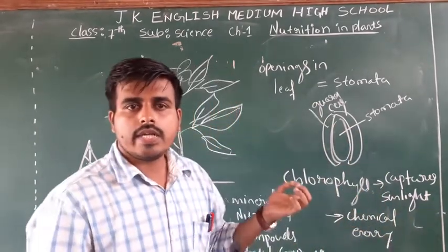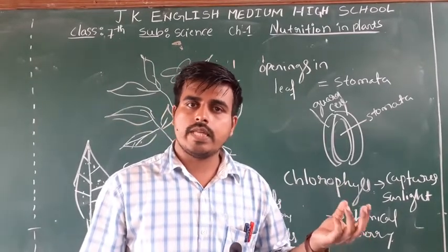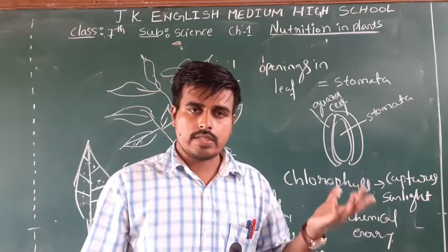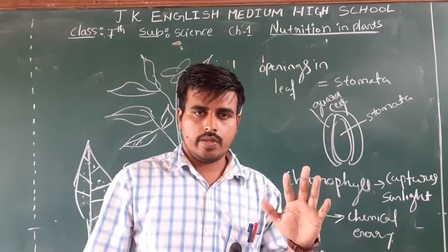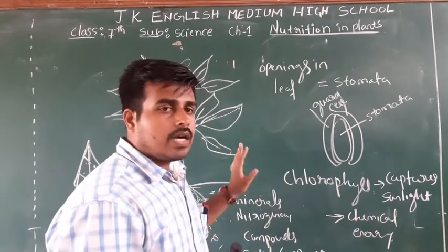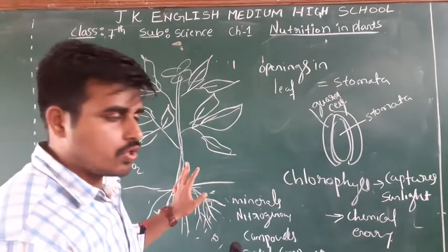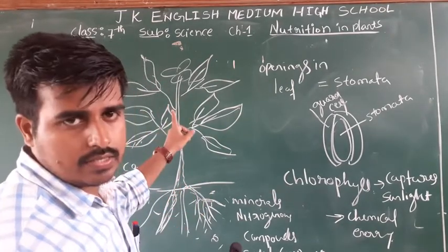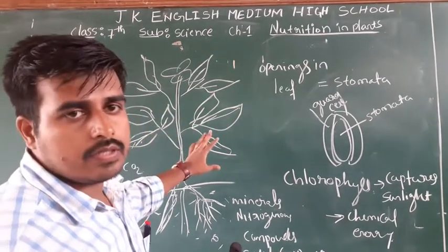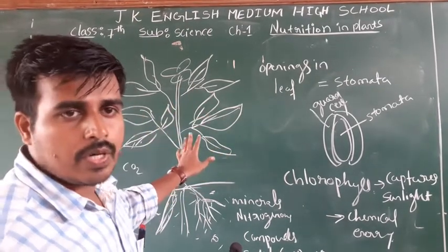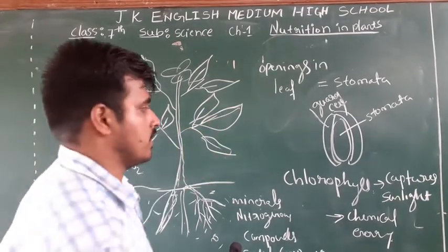Plus nutrients and minerals which are absorbed by the roots and transported with the help of the vascular bundle. Vascular bundle contains which tissues? Xylem and phloem. And we got carbon dioxide, directly absorbed by the stomata with the help of guard cells. Now the food is prepared. This complete procedure, the preparation of food in the presence of sunlight, is known as photosynthesis.